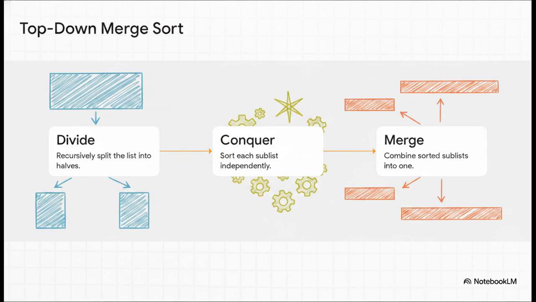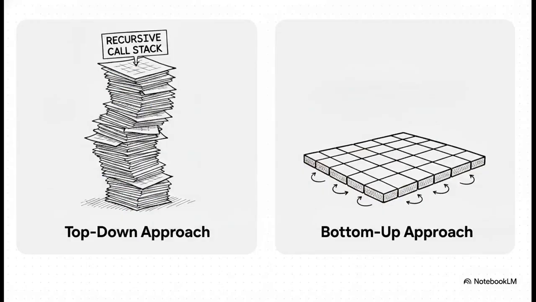No volatility whatsoever, and no worst-case surprises. However, that rock-solid stability usually costs you memory. The standard top-down merge sort uses recursion, which means it requires O(log n) extra space just to hold the recursive call stack. But here's the cool part. You can actually optimize this.